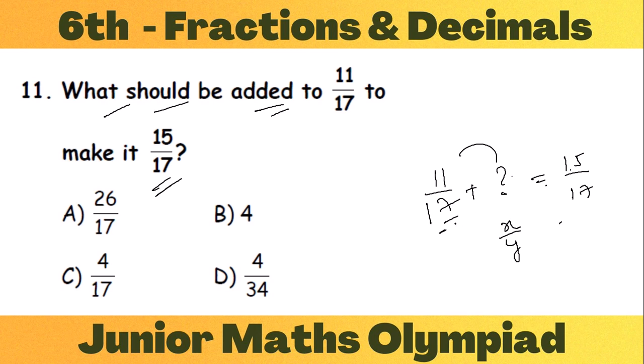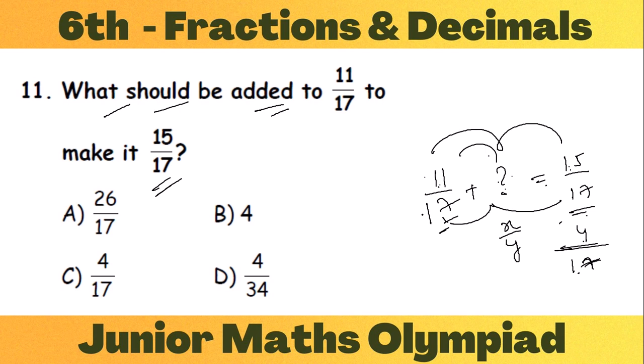As the 17 denominators are same, in the missing fraction also the denominator to be taken is 17. If the denominators are same, then only the numerator difference we have to consider. So for 11, if we add what number, it will become 15? We have to add 4.